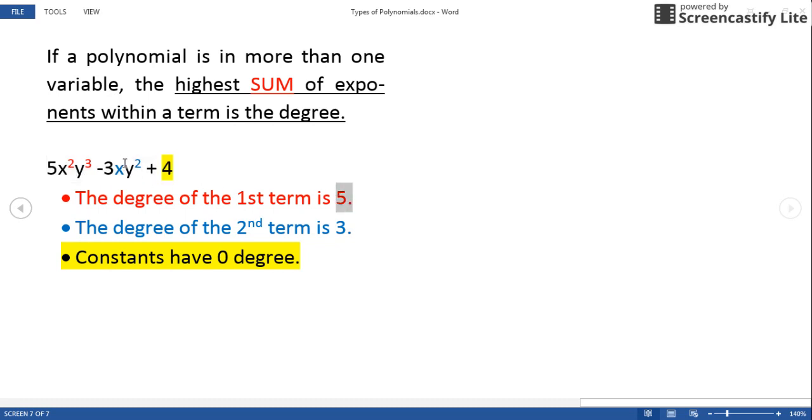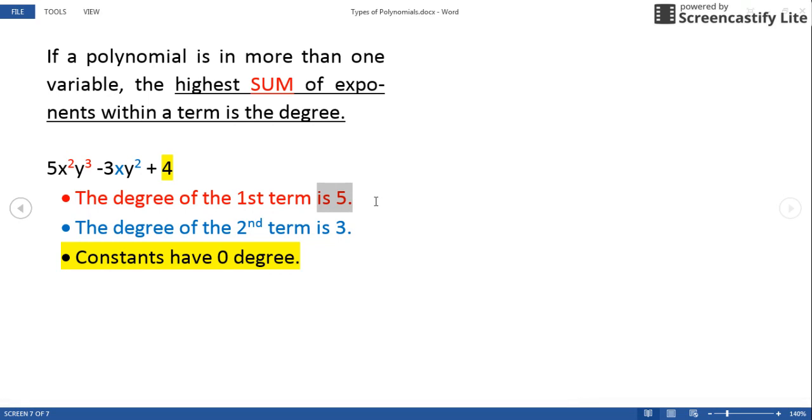Here in our second term, we have an understood 1 and 2 attached to the y. So 1 and 2 together add to make a degree of 3. Remember again, constant values have 0 degree. So what was the highest sum of exponents within a single term? We had 5 on the front, 3 in the middle, 0 on the back. Looks like 5 is the highest sum, so the degree for this trinomial would be 5.